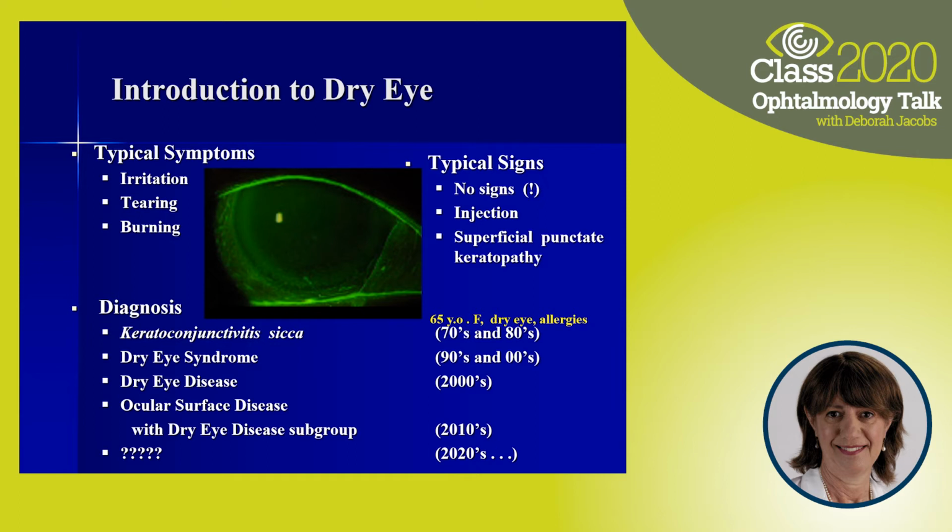Early on, it was called keratoconjunctivitis sicca. In the 90s and early 2000s, folks started to call this dry eye syndrome. This later evolved to dry eye disease. In the last decade, we tend to refer to this as ocular surface disease and a dry eye subgroup within it. Who knows what the classification will be in the future?